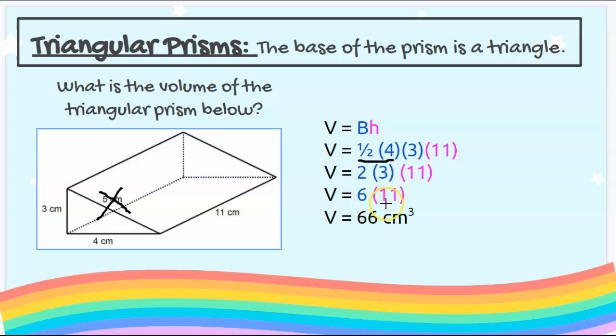And then 6 times 11 would get me 66. You could also just go ahead and multiply all of these. So 4 times 3 is 12, and then you could do 12 times 11. Both of these ways actually work. If you did 12 times 11, you would get 132, and then you would divide that by 2 at the end. You can always divide at the end if that will make you feel better.